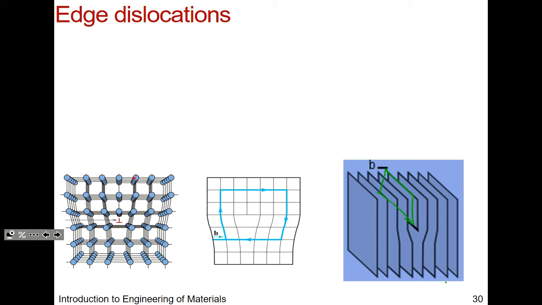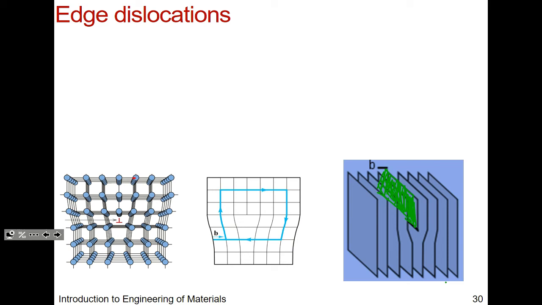And if I could, so that's where it would be if you could actually see through all the planes. And so what you're trying to say is, if I go around my normal lattice, I don't end up where I should end up because I have this dislocation.